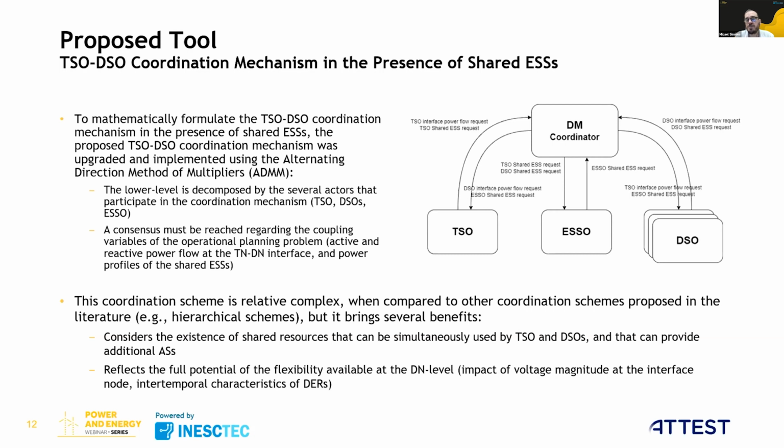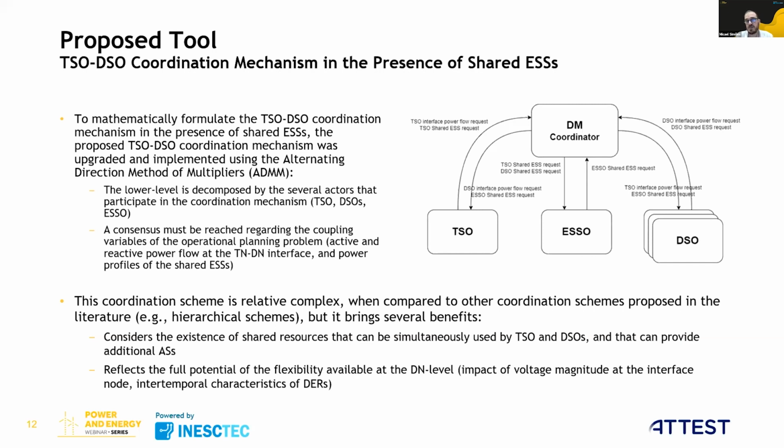So essentially, the objective here of the TSO is to minimize operational costs. The objective of ESSO is to maximize operational revenue from using the batteries to participate in energy and secondary reserve markets. And the objective of the DSO is to avoid congestion problems at the distribution network level while supplying services to the TSO.